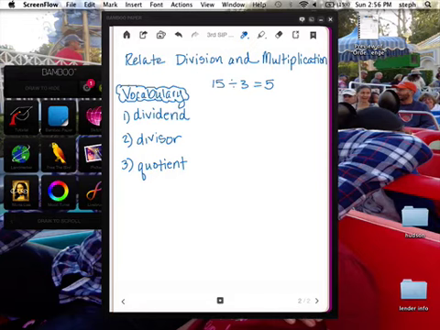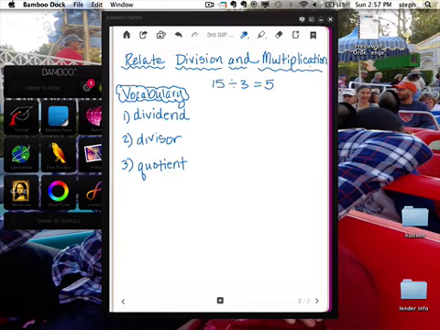Today we'll talk about relating division and multiplication. So the first thing you want to do is write down your title, and you can pause me if you want. Relate division and multiplication. Relate means just show how they are similar. So how are they the same?